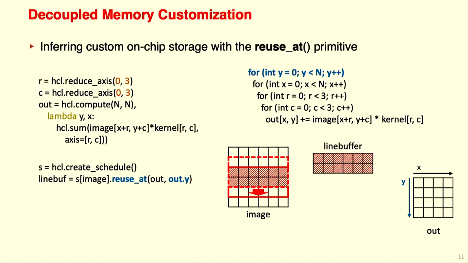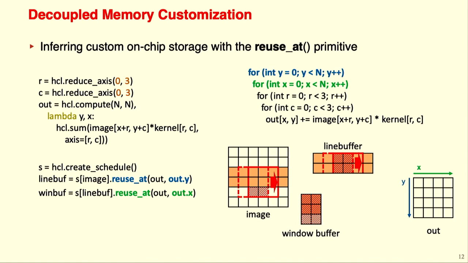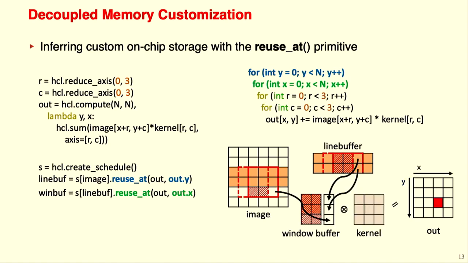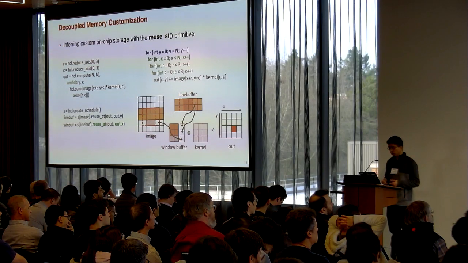With HeteroCL, we introduce something called reuse_at. Here we say we reuse at along, in this case, the y dimension, so that the tool automatically infers the data reuse pattern. It looks at the data access pattern to generate this on-chip SRAM-based line buffer. And we can go further. We can also specify that we want to do reuse_at along the x dimension. That's where we can generate an additional buffer, like a window buffer, which is actually based on flip-flops. This gives us full access to the on-chip memory bandwidth, so we can generate a fairly high performance, high throughput design. All of these memory storages are on chip.